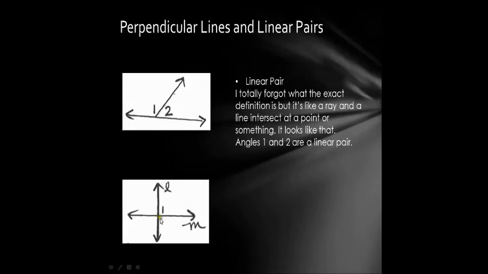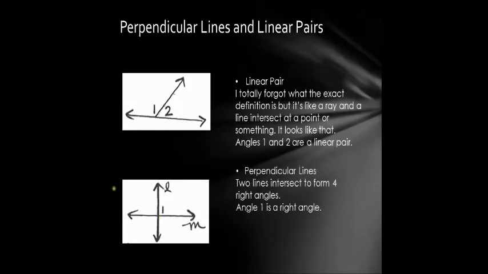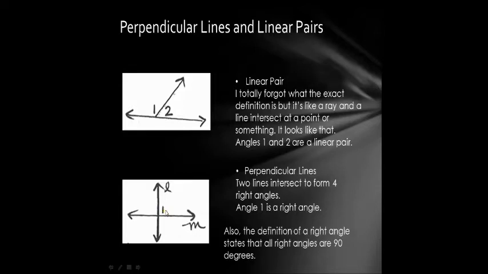Here's my perpendicular lines. If two perpendicular lines intersect to form 4 right angles, so 1, 2, 3, 4, then by that definition, angle 1 is a right angle. And the definition of a right angle states that all right angles are 90 degrees. So if angle 1 is a right angle, that means angle 1 is also 90 degrees.